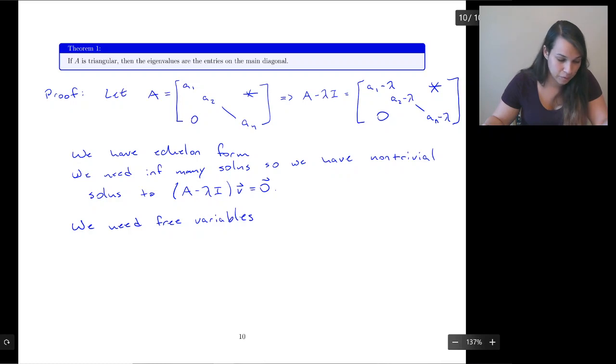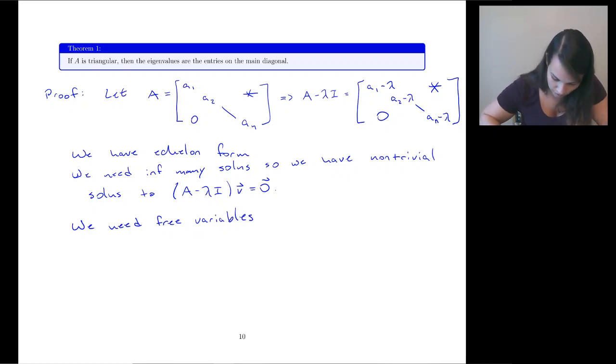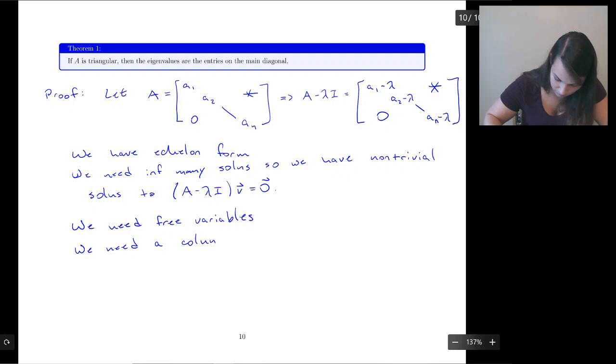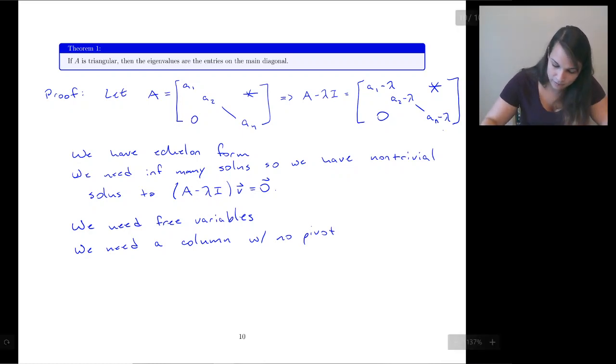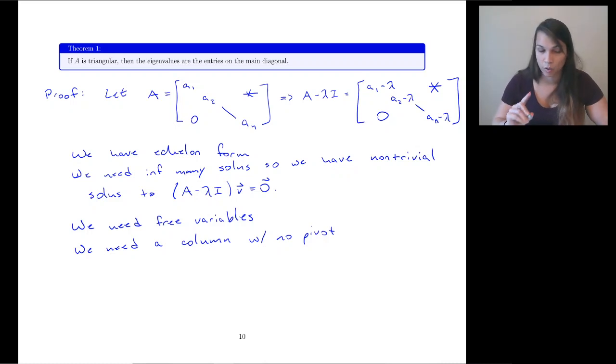We can get free variables if we have a column with no pivot. So, for instance, if this term right here were equal to 0, that would be a column with no pivot. If this term right here was equal to 0, that would be a column with no pivot, and so on. Anything on the diagonal, if any of those entries are 0, we're going to have a column with no pivot.